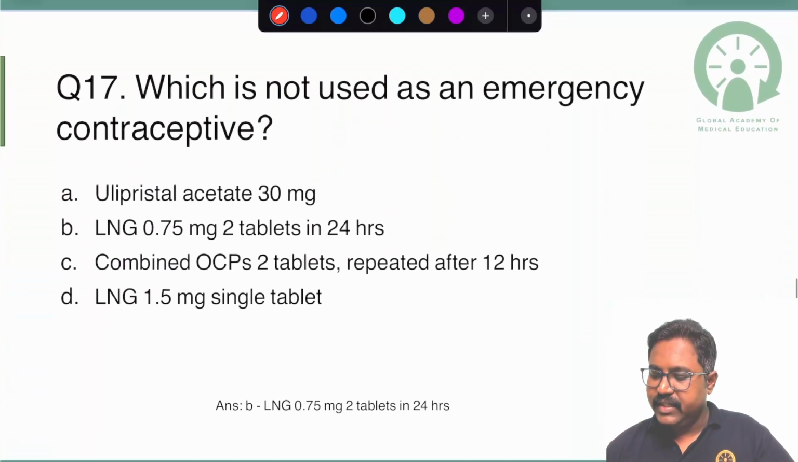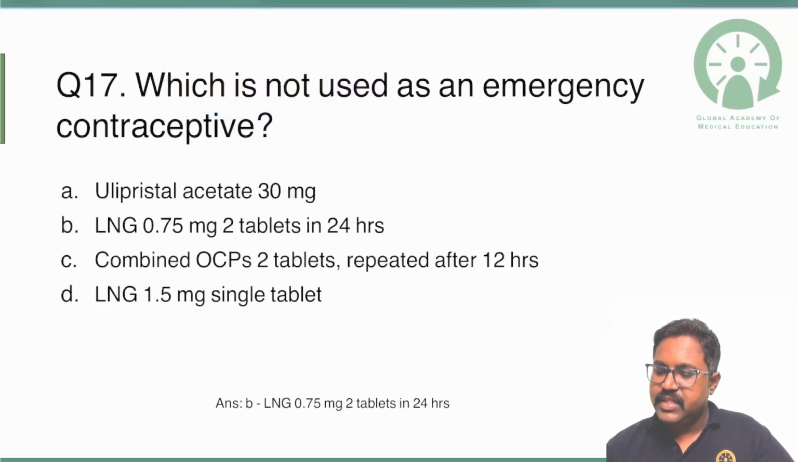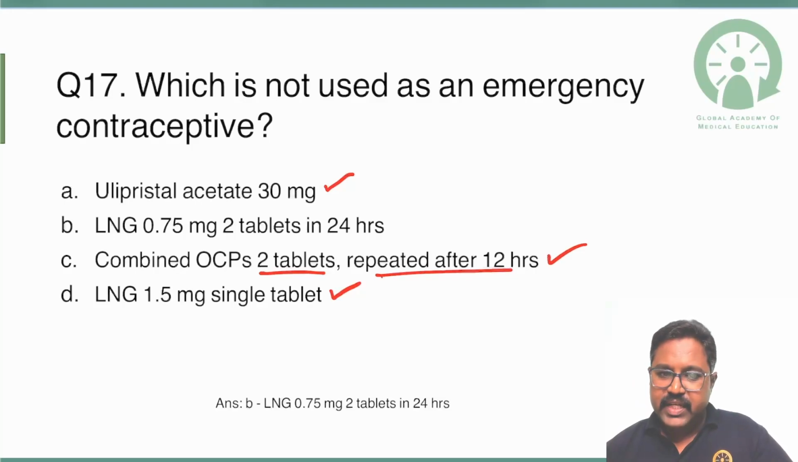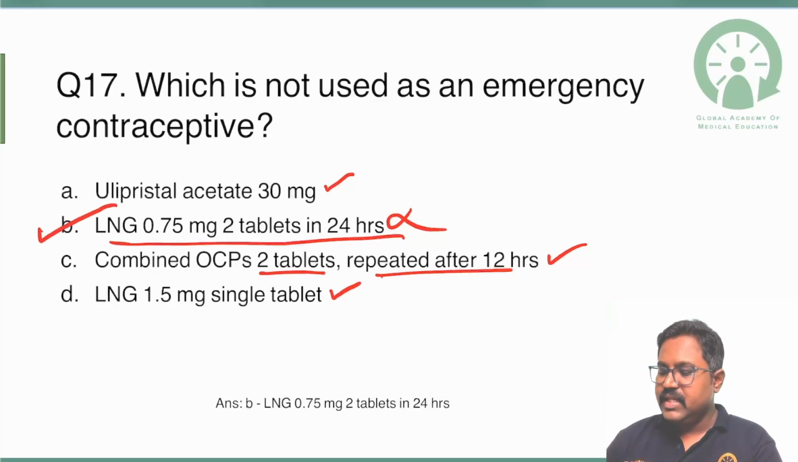Coming to question number 17. Which is not used as an emergency contraceptive? Please remember, you can use ulipristal acetate 30 mg as a contraceptive agent. You can use levonorgestrel 1.5 mg, double the dose as a single tablet, and the combined oral contraceptive pill, 2 tablets repeated after 12 hours. But the wrong answer here is that you cannot use levonorgestrel 0.75 mg, 2 tablets in 24 hours. So this is the incorrect option.